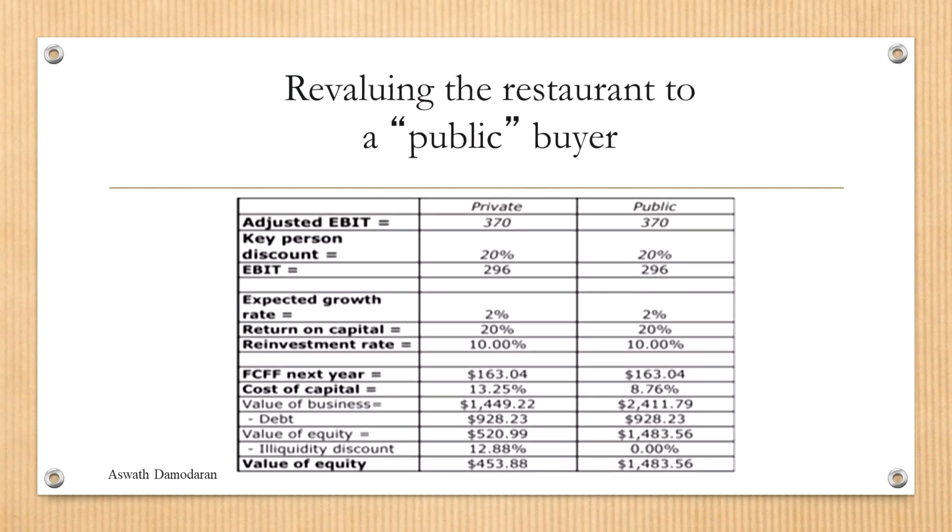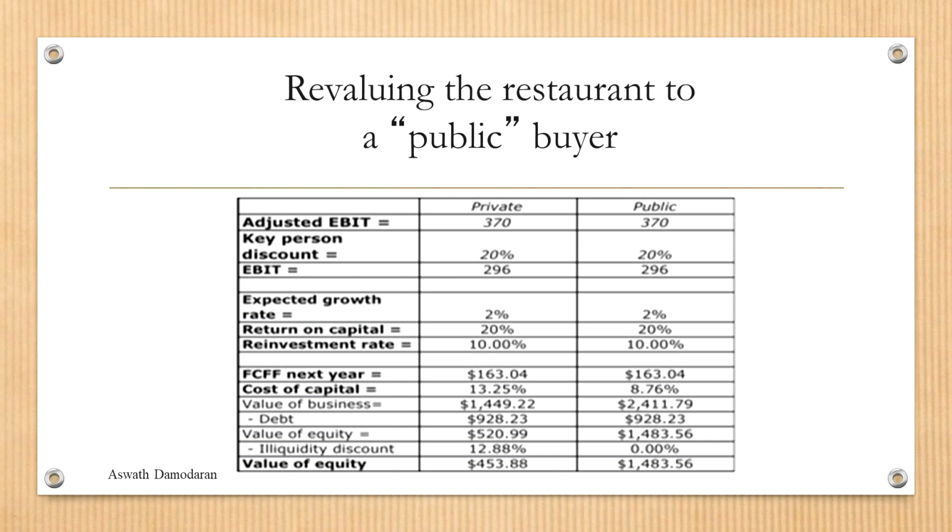And here's the valuation if it's a private to public transaction. Previously, you added a liquidity discount of 12.88%, which led to a $453,000 valuation of this restaurant. But if it's a private to public transaction, the valuation stood at 1.48 million US dollars. It increased by 3-fold. So now you see, when you do private equity valuation, motives really matter.